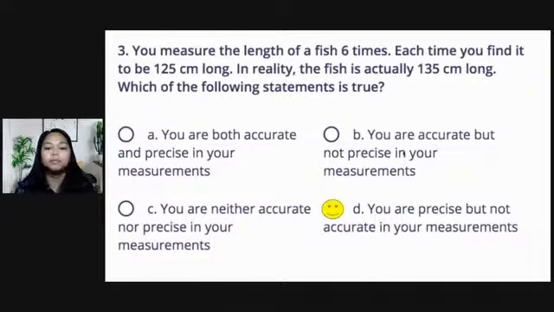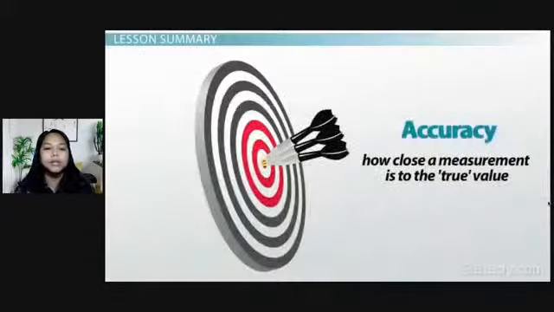So, balikan nyo po. Okay, so again here, letter D po ang ating tamang choice, no? You are precise but not accurate. Bakit precise pero hindi accurate? Ano bang pagkakaiba ng accuracy and precision? Okay, when you say accuracy, this is how close a measurement is to the true value. So, in that case here, yung kaninang ating example, 125 centimeters yung measurement niya, napakalayo, so 135 na exact length ng kanyang isda, no?